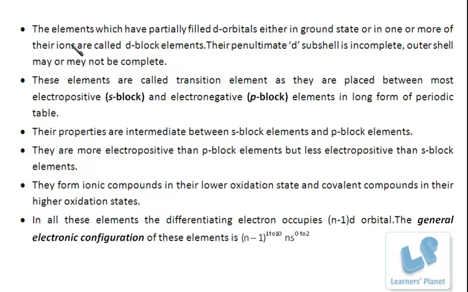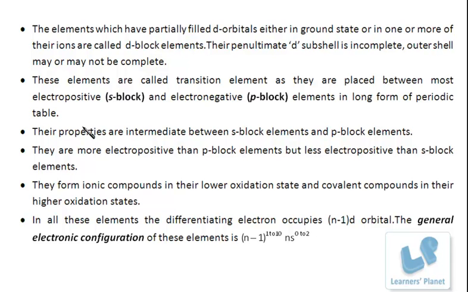These D block elements are also called transition elements. These are the elements which have partially filled d orbitals, either in the ground state or in one or more of their ions. Their penultimate d subshell is incomplete. The outer shell may or may not be complete. These elements are called transition elements as they are placed between the most electropositive S block and the electronegative P block elements in the long form of the periodic table.